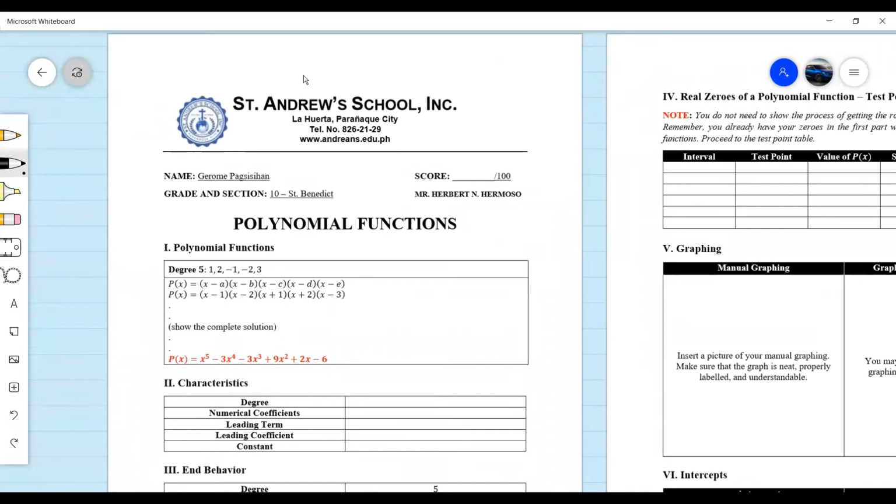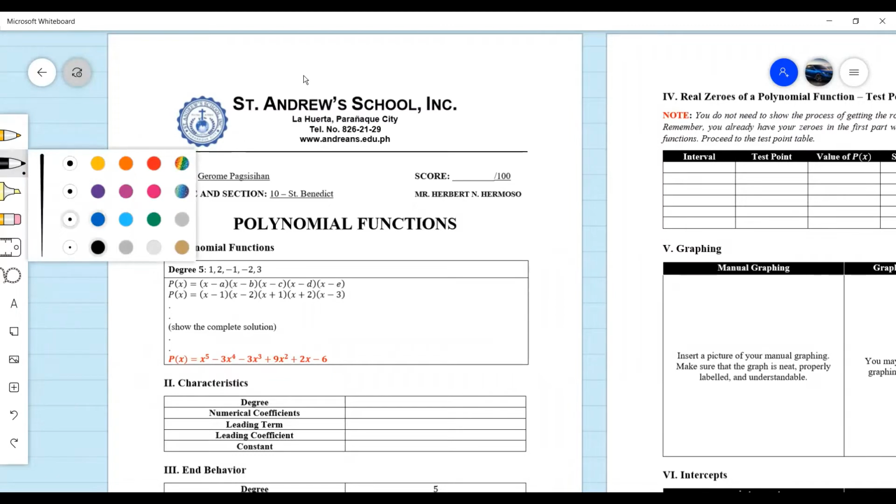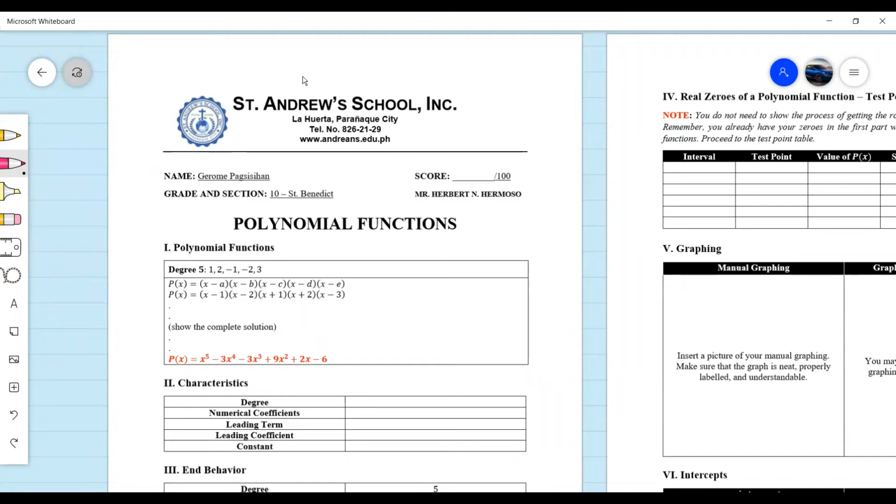On the first page, let me use another color. Since this is an example of work, for example, of Jerome Pagsisihan, he chose a degree 5 polynomial. It is written here, and then random numbers were chosen. These are the solutions. The factors are the following. x minus 1: if you equate that to 0 and transpose, x is equal to 1.